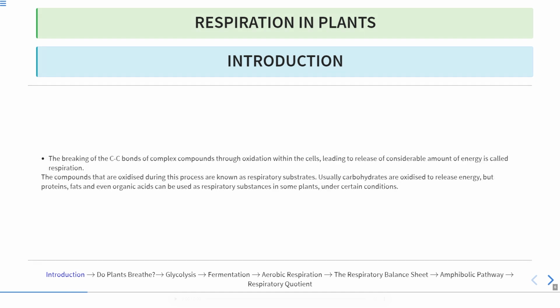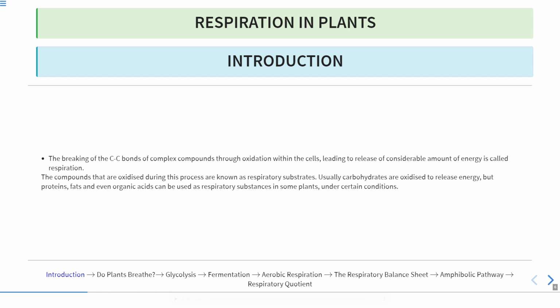Now, the breaking of the carbon-carbon bond of a complex compound through oxidation within the cells, leading to release of a considerable amount of energy, is called respiration. So this is the definition of respiration. And what does this say? The breaking of the carbon-carbon bonds of the complex compound.